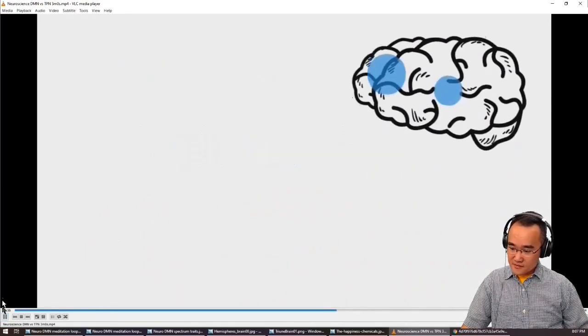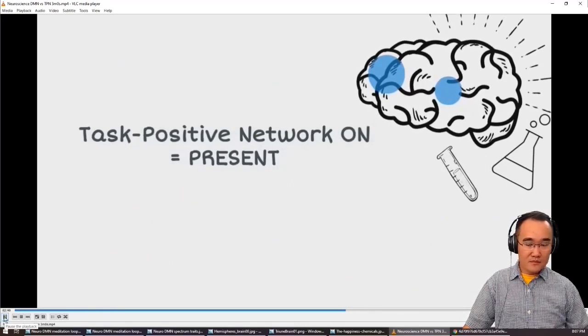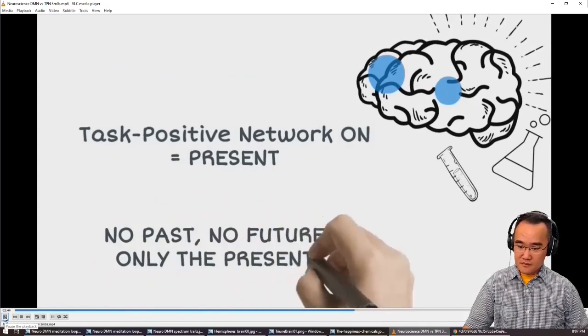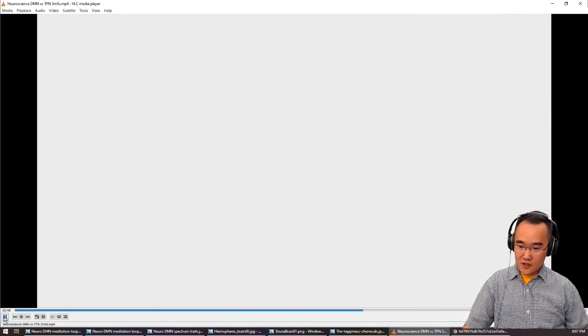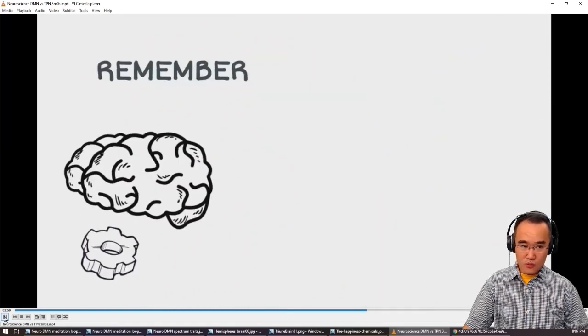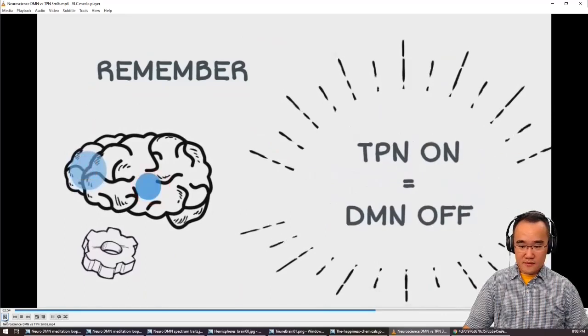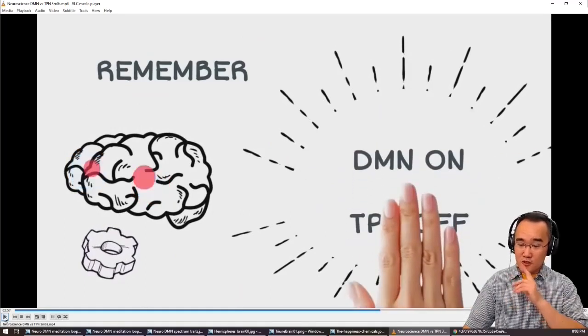When the TPN is activated and we are in the present, there is no rumination, there is no worry, there is no past, there is no future, because the DMN is inactivated. Again, only one system can be active at any one time. By activating the TPN, we deactivate the DMN. I'm not sure if this is totally accurate, but it's probably sort of accurate.